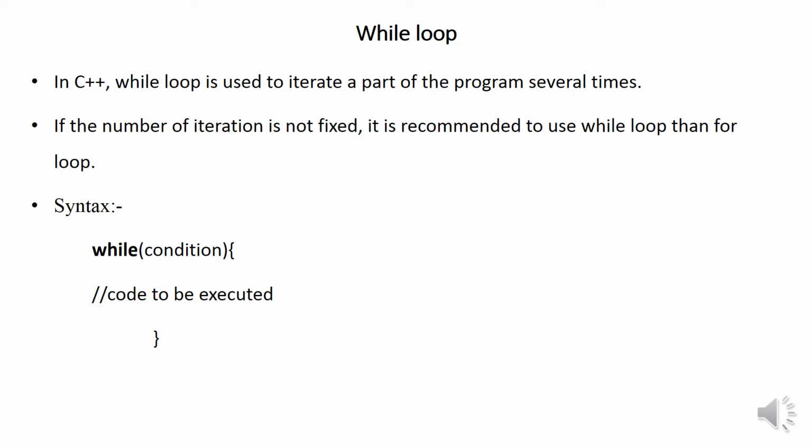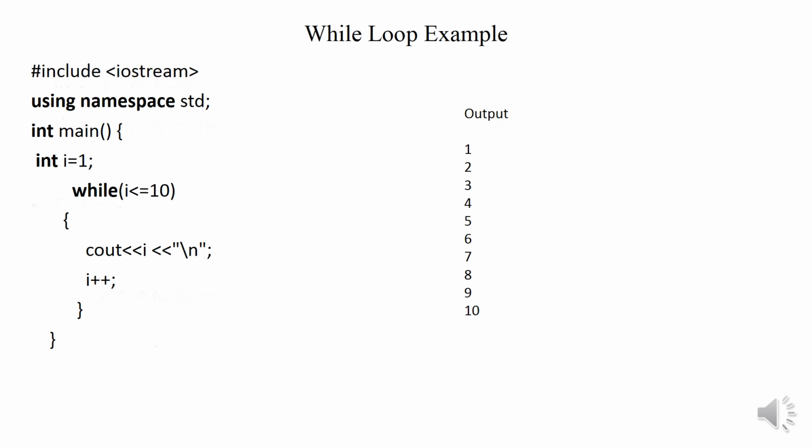So the syntax of while loop is very simple. While, then we have to write the condition which will be tested for the execution of that code, and next the code to be executed. So friends, for example, this also prints 1 to 10 as output.